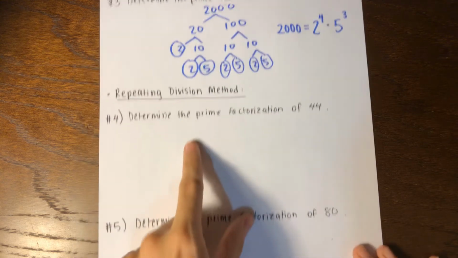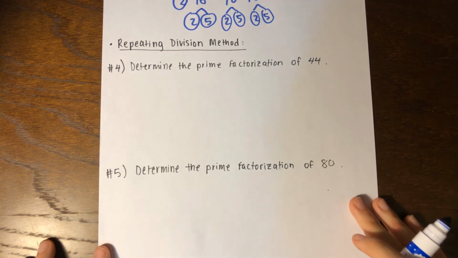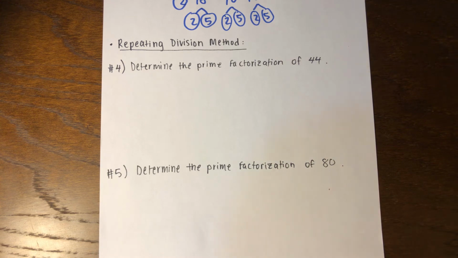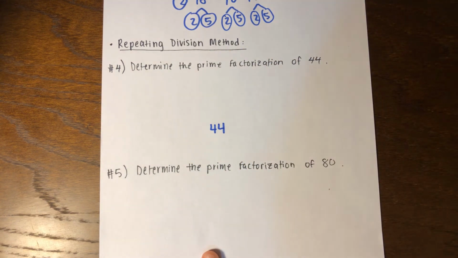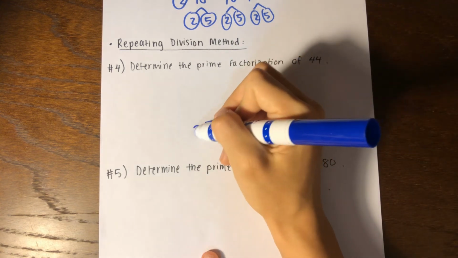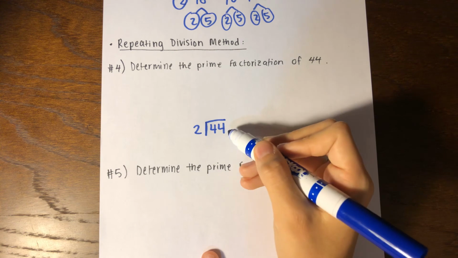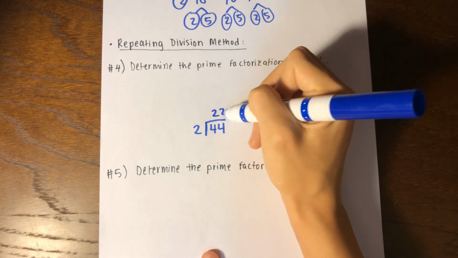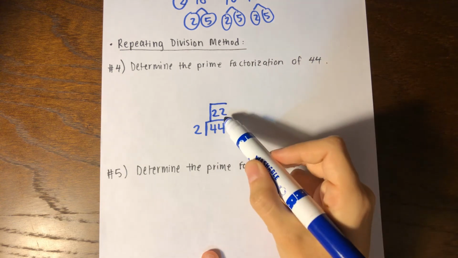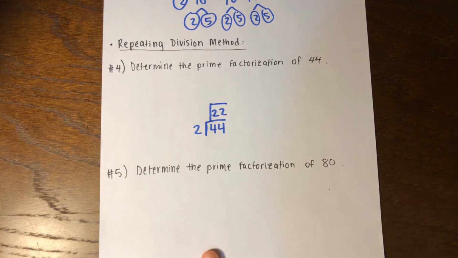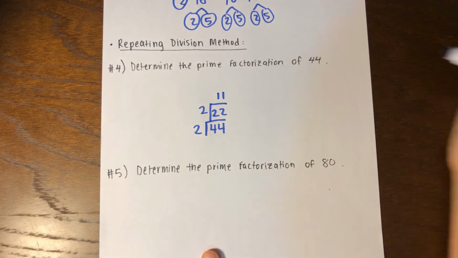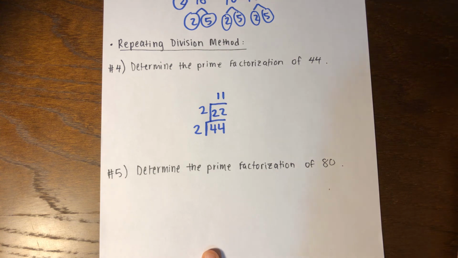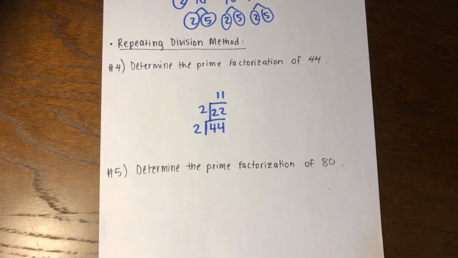Okay, now we're going to try the repeated division method. So same idea, but we're just going to do it a little differently. So we're going to start by putting 44 here. Okay, and you're going to divide the number by its lowest factor. And I know that I can divide 44 by 2. When I divide 44 by 2, I get 22. 22 is also a factor, it has a factor of 2. So I divide by 2 there. 22 divided by 2 is 11. Is 11 prime? That's what you want to be asking yourself. 11 is prime.